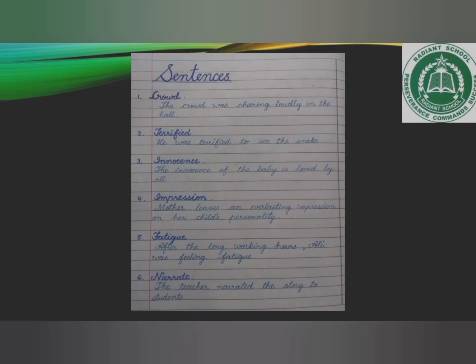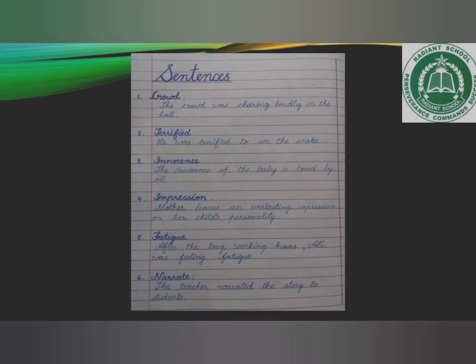After the completion of the sentence, skip a line and write sentence number 2, word number 2, terrified. He was terrified to see the snake. Full stop. Don't forget to put a full stop after each sentence. Our word number 3 is innocence. The innocence of the baby is loved by all.